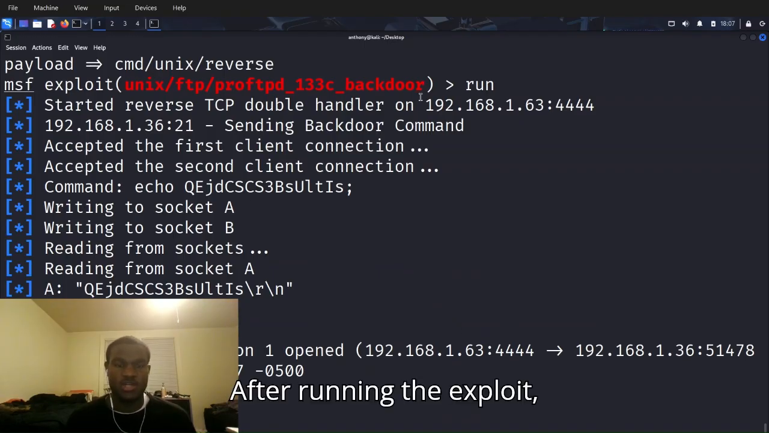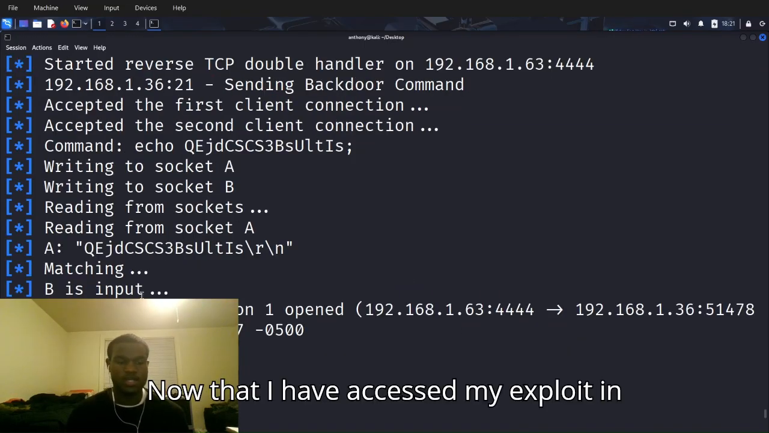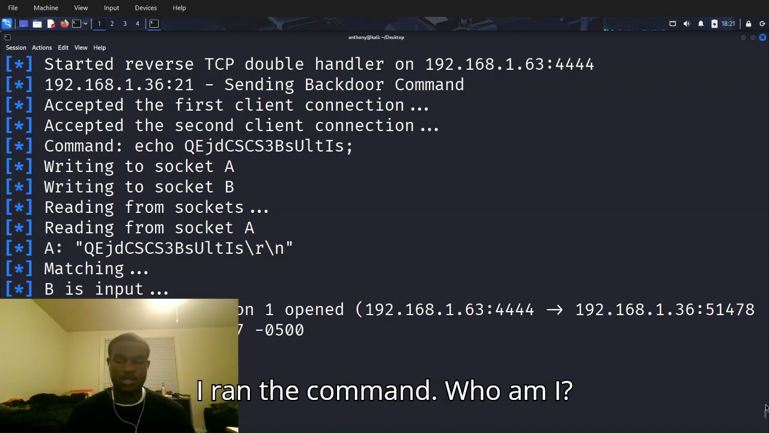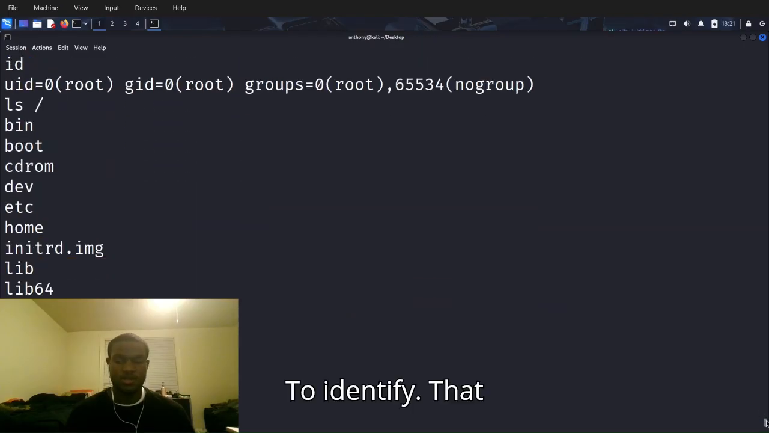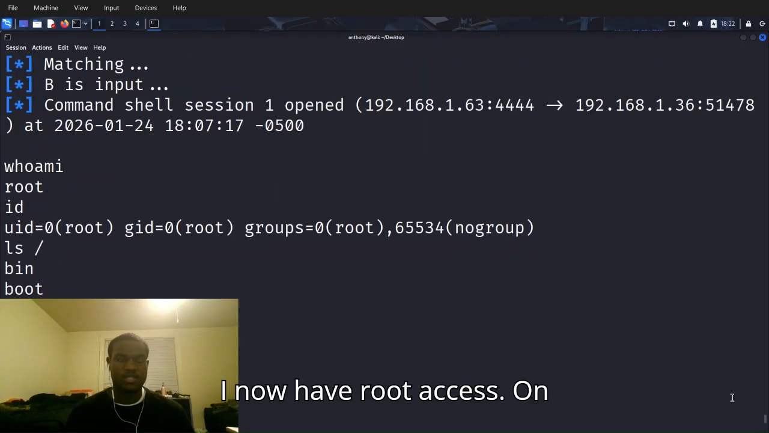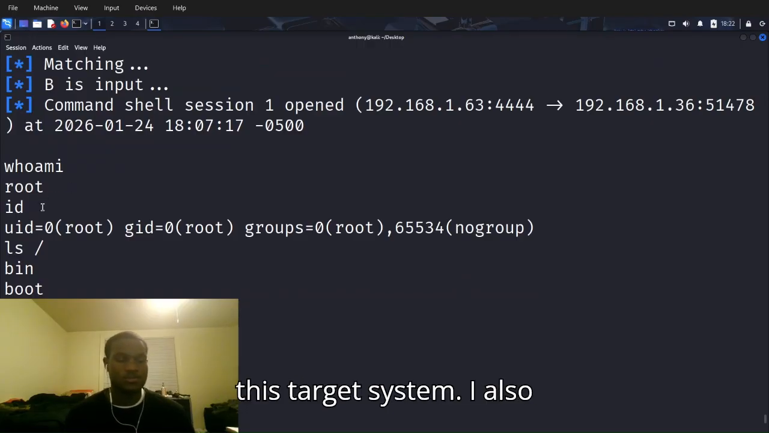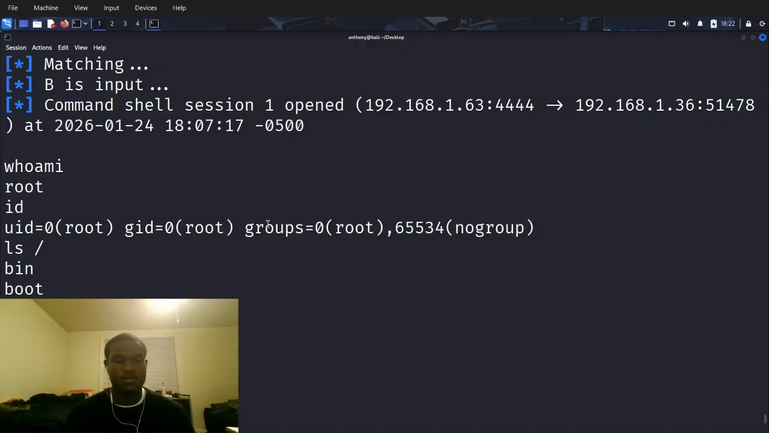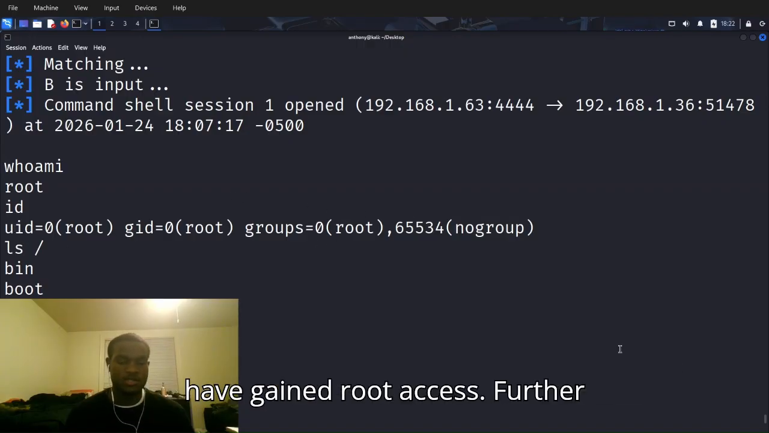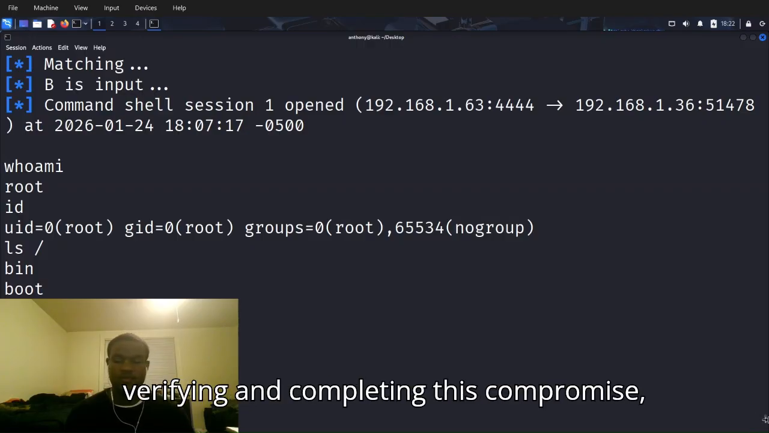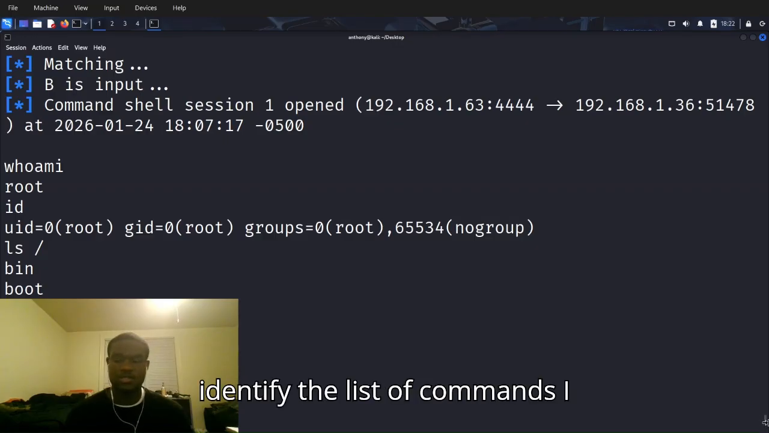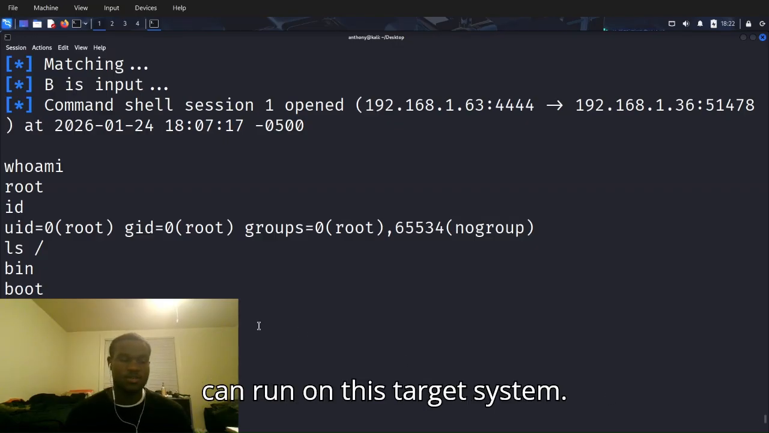After running the exploit, now that I have accessed the target and command shell session 1 is open, I ran the command whoami to identify that I now have root access on this target system. I also ran the command id to further verify that I have compromised this system and have gained root access. Further verifying and completing this compromise, I ran the command ls to list the contents available on this target system.